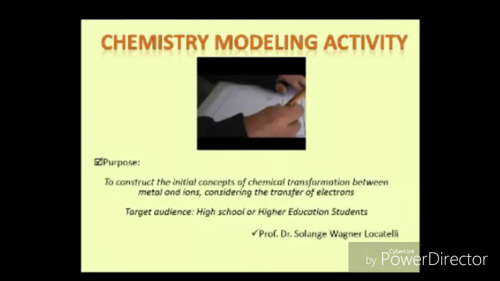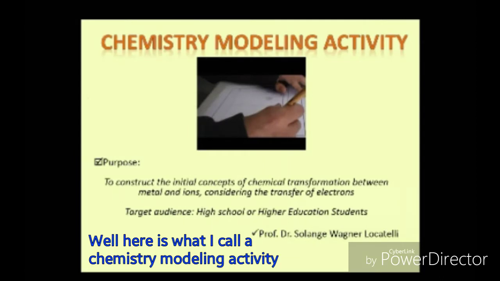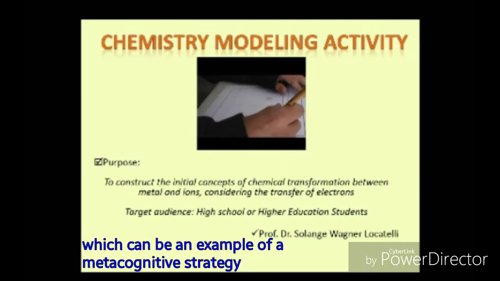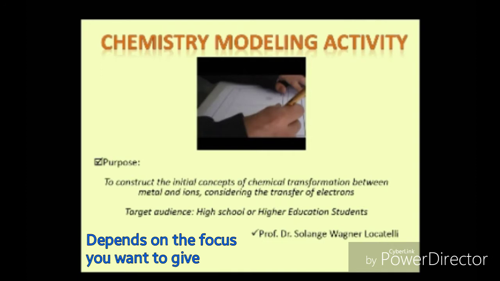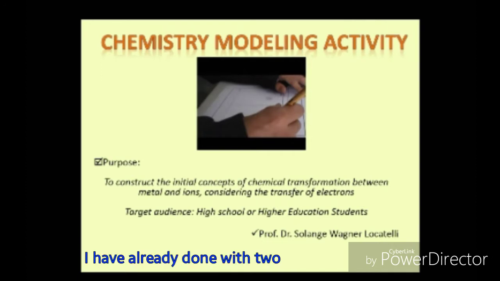Okay, well, here's what I call a chemistry modeling activity, which can be an example of a metacognitive strategy. The purpose here is to construct the initial concept of chemical transformation between metal and ions, considering the transfer of electrons. The target audience could be high school or higher education students, depending on the focus you want to give. I have already done it with these two possibilities.